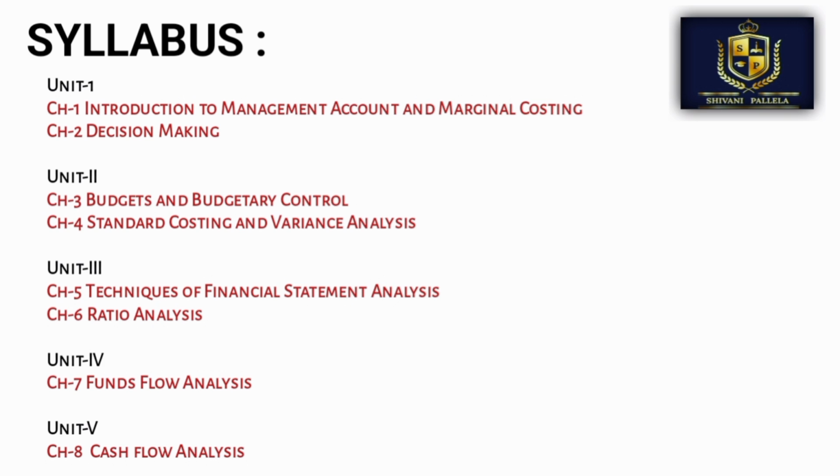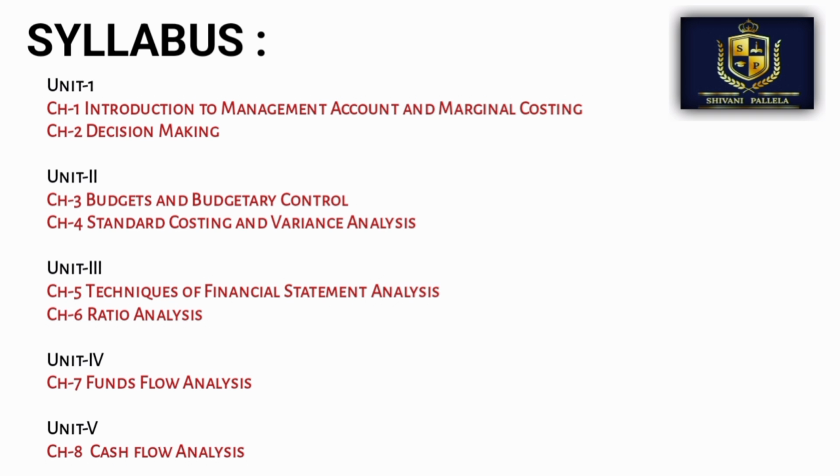Like that, 10A will come from the budget and budgetary control chapter, and 10B will come from standard costing and variance analysis. 11A from chapter 5, 11B from chapter 6. 12A and 12B, both questions will come from fund flow analysis only. So in this unit you do not have any extra chapters. Choice chapters are not there in unit number 4 and unit number 5. You need to learn fund flow statement analysis and cash flow statement analysis.